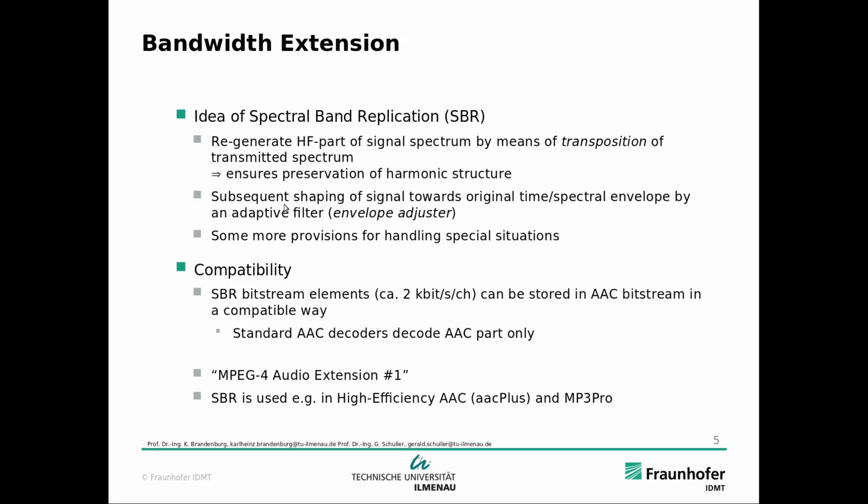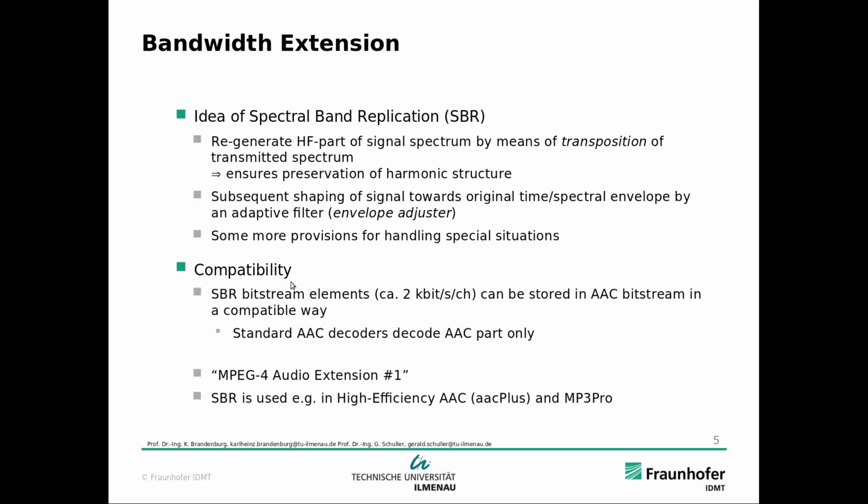So subsequently we shape the signal towards the original time spectral envelope by an adaptive filter. So this is what I mean by shaping it. We have this template and then we shape it with an adaptive filter. Basically we change the envelope of the spectrum such that this envelope is more similar to the original. So it resembles the original more closely with the help of this shaping and with the help of additional information coming from the encoder. And then there are some provisions for handling special situations.